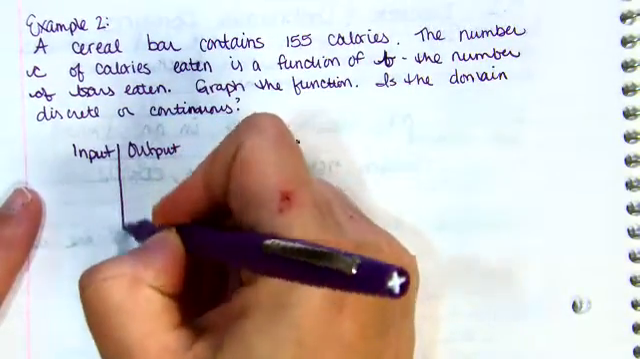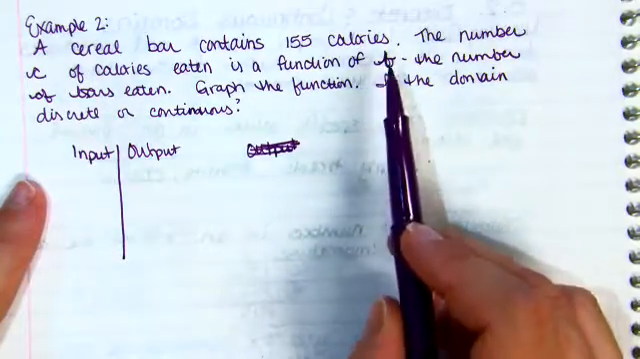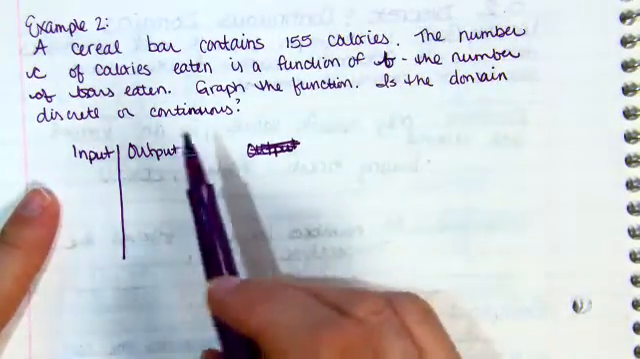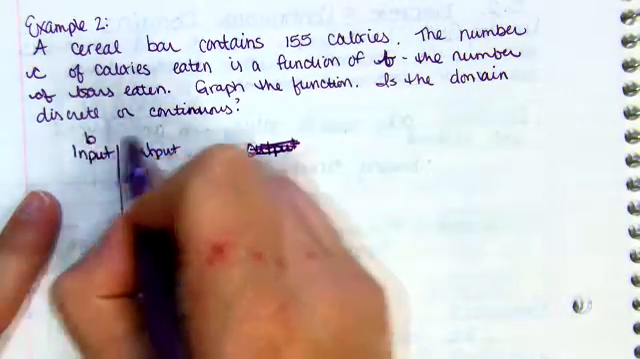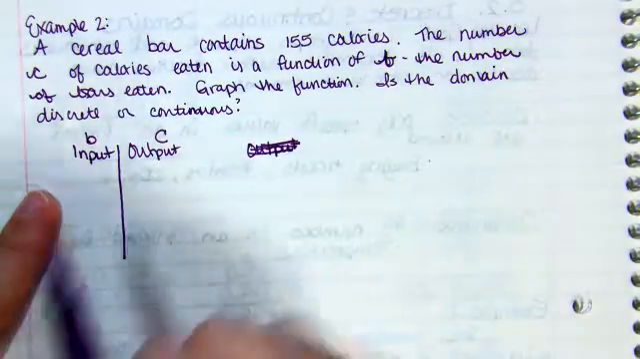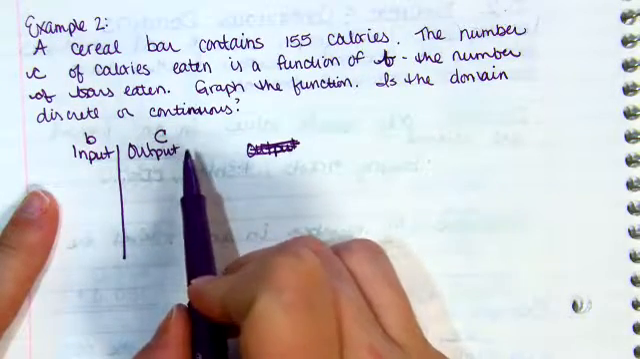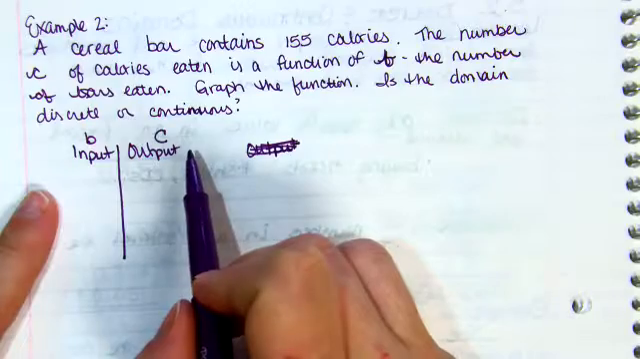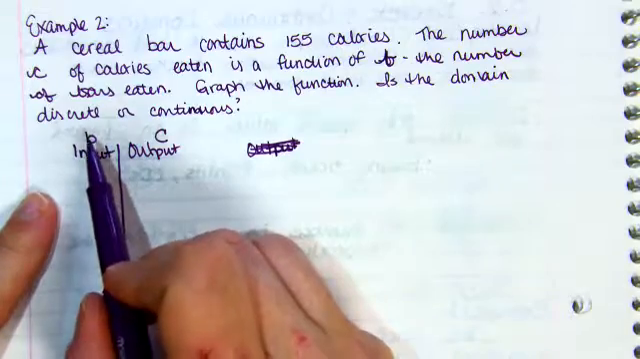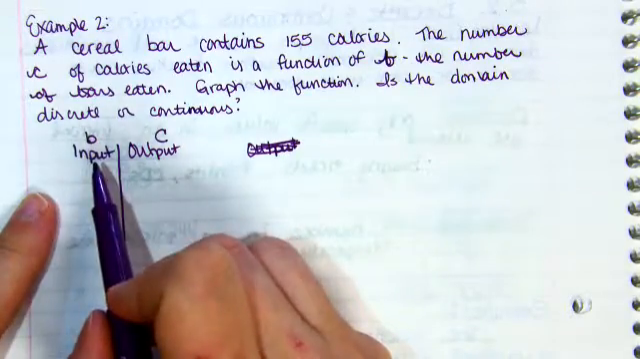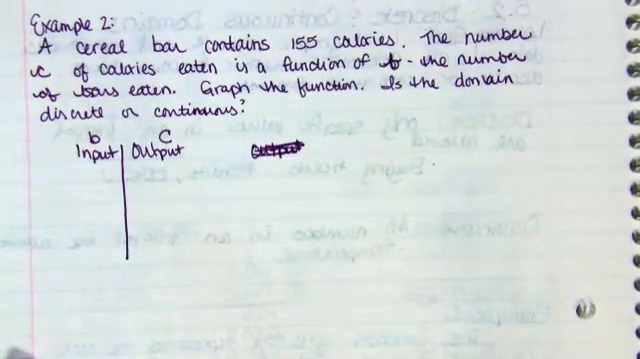So let's think about what I'm putting in and what's going to come out. The number of calories is a function of B, the number of bars eaten. So B is going to be my input. I find out how many bars I ate to tell me C, the number of calories eaten, or the number of calories depends on how many bars I've eaten. So my dependent variable goes with my output, or my range. My independent variable then is the number of bars that I ate. That'll be my input or my domain. So for this one, it doesn't give me a specific domain. So let's just pick a couple of numbers that make sense.